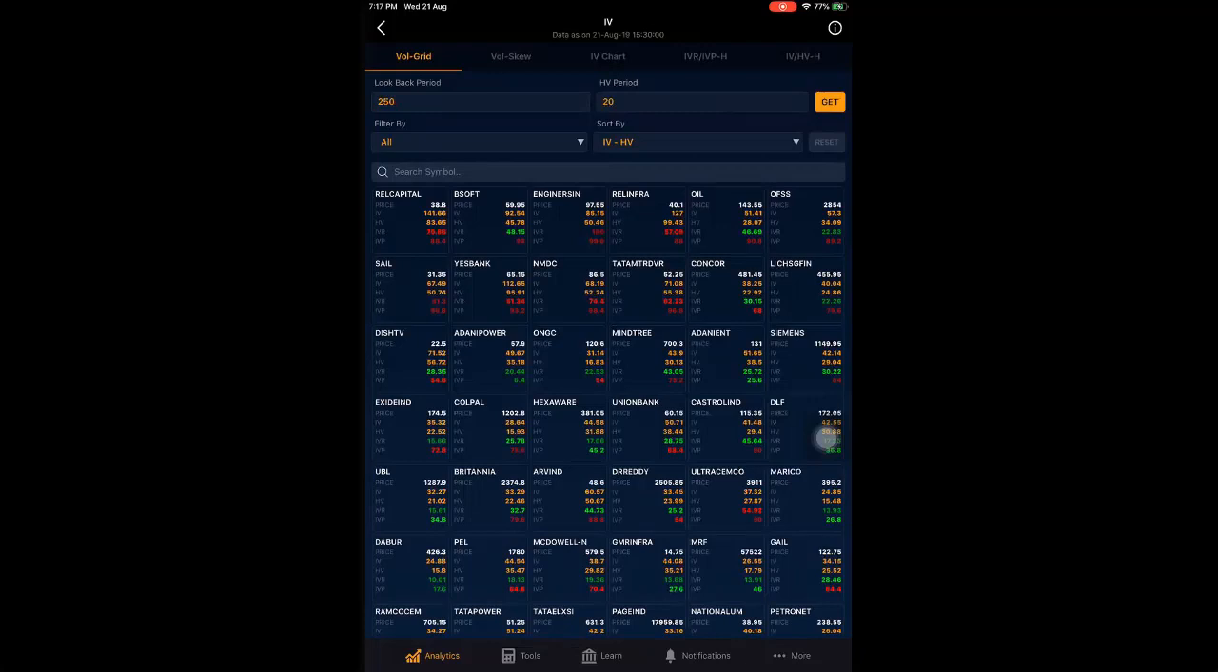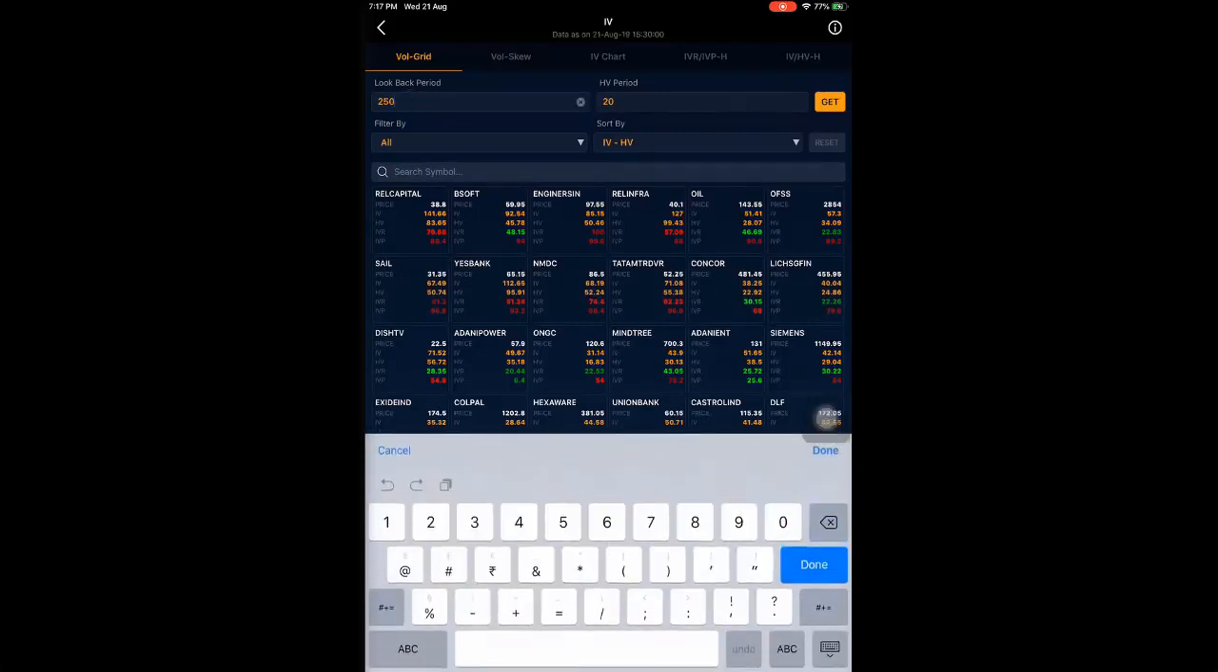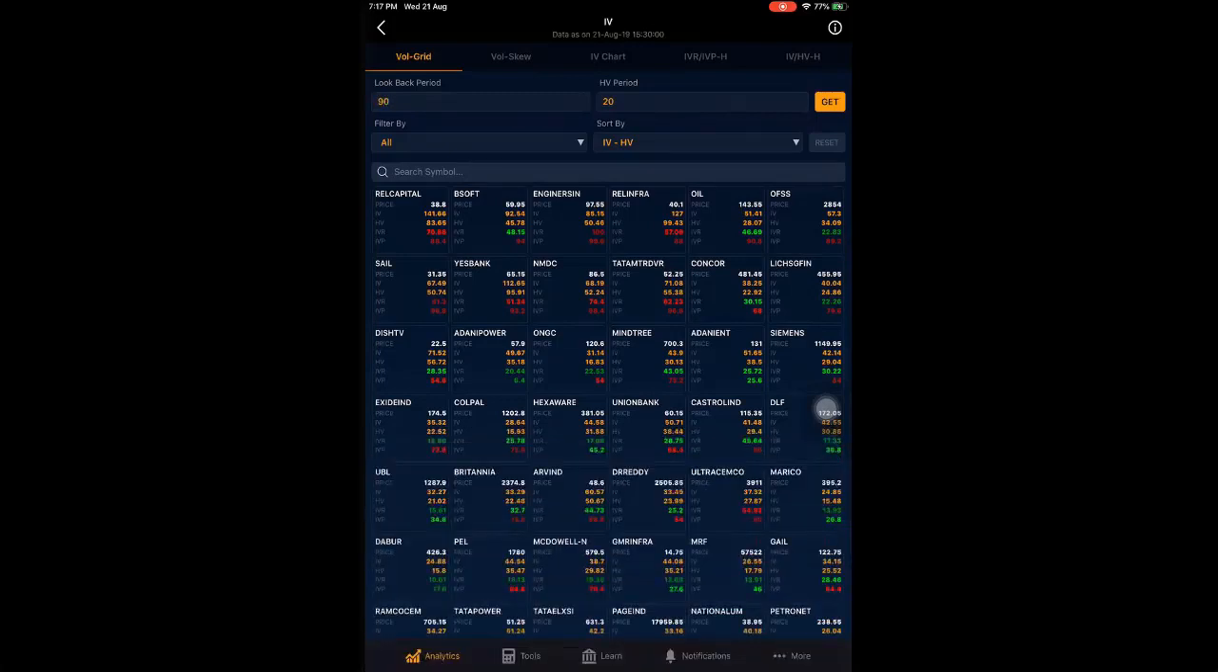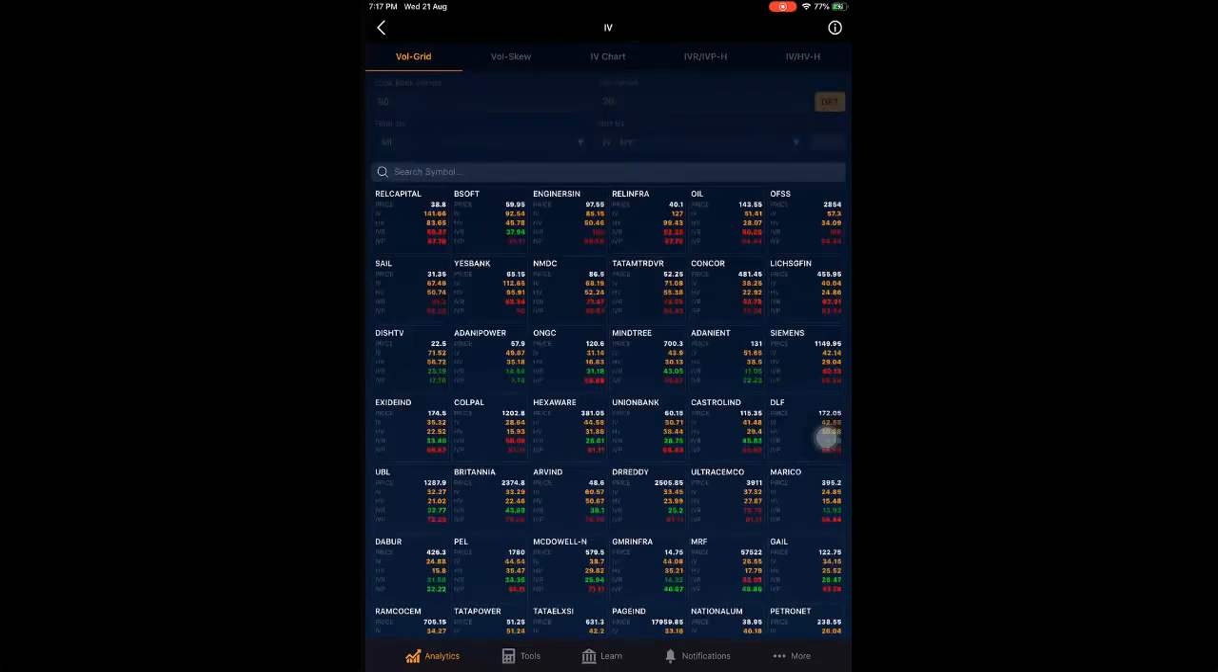IV and HV are known to everyone. IVR basically tells you where the current IV is in terms of the range of the last 250 days, the look back period. The look back period of 250 days is meant for IVR and IVP. You can change it in the pro version. So you can change this look back period from 250 to, say, 90 days, if I want to know which stocks are at the highest IVP or IVR range in the last 90 days. I change the look back period to 90, click on get, and it will compute and give you the output.